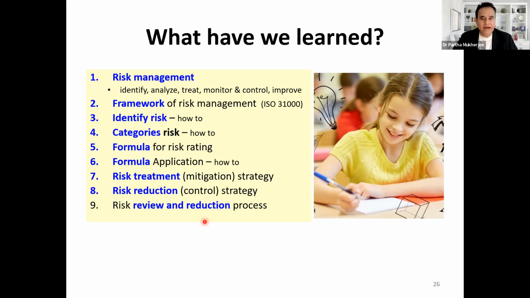There are 17 categories of risk, from communication to HR to finance to legal, all kinds of risks we have actually mitigated. So that completes today's class.